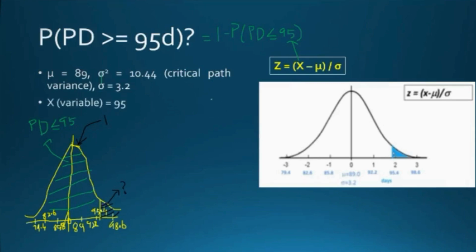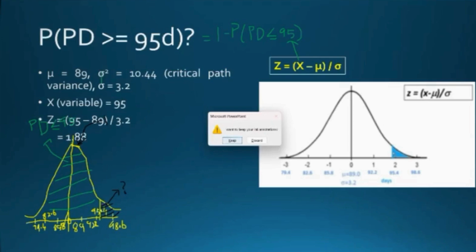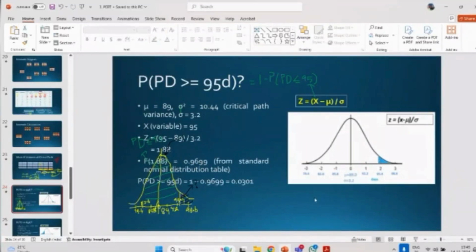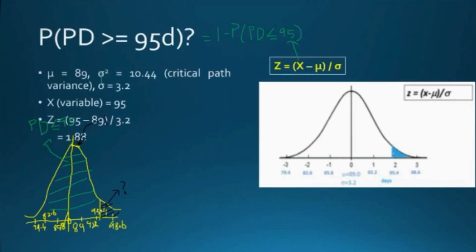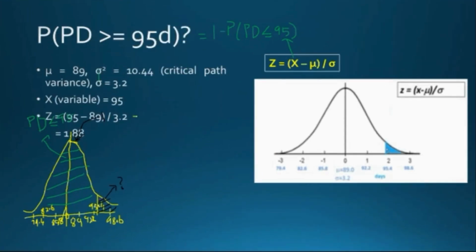Z value, X variable is 95. Z is 95 minus what is the value of mu? 89. 95 minus 89 divided by 3.2. So it is 6 by 3.2. This is 1.88. Since I have drawn the curve, it is not clearly visible, but in the PPT, when I give, it's 1.88. So this is equal to 1.88.